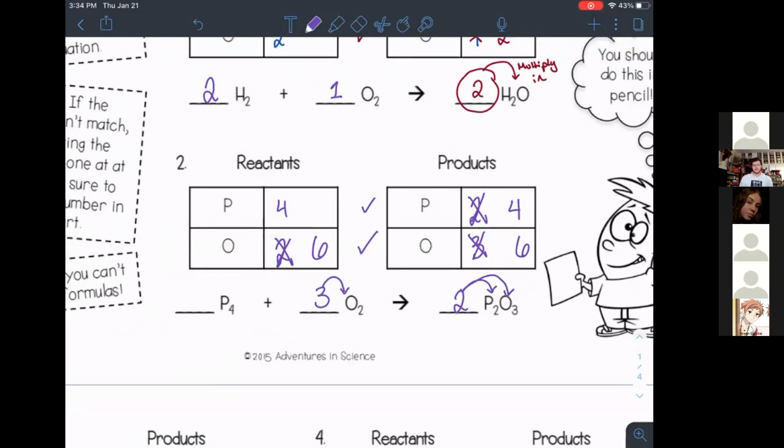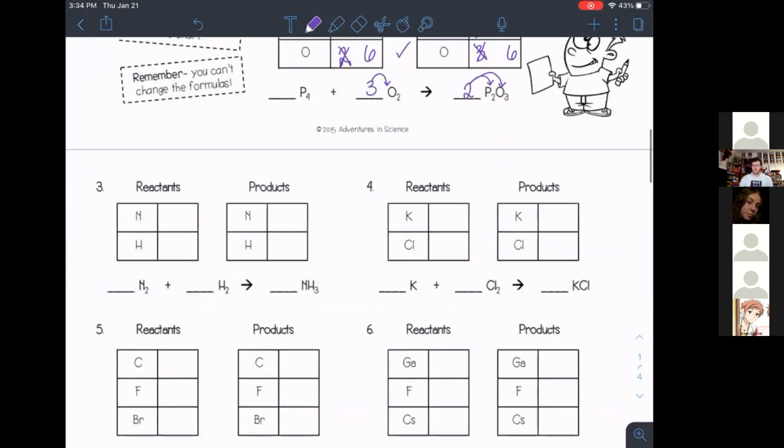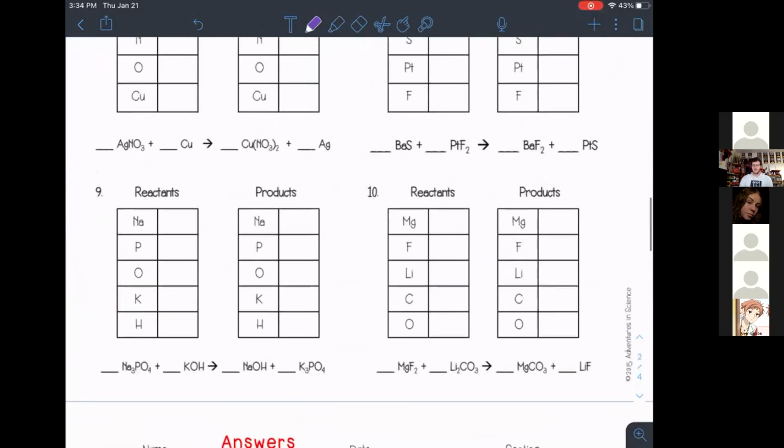How are we doing on this? Does it make sense what we're doing? Yeah. Perfect, all right. So it looks like there are 10 more.